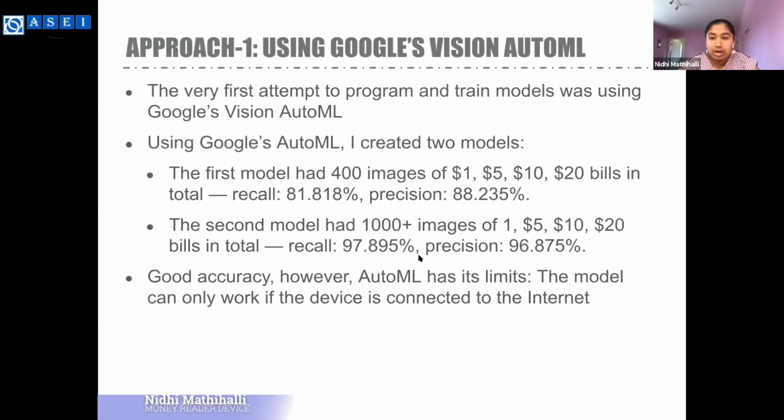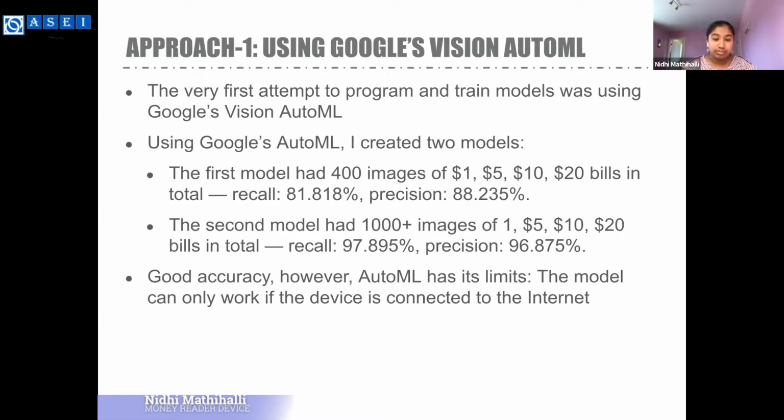The next step was to actually create the program itself. I decided to create the machine learning model and split it into two steps. The first was using the Google Vision's AutoML API. Using that, I created two models, both of which had an accuracy of over 80%. And this is really great.